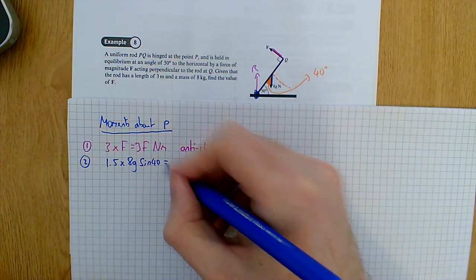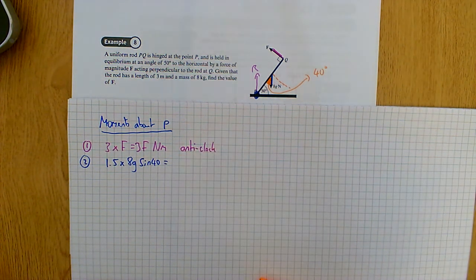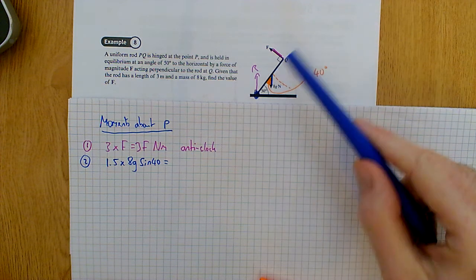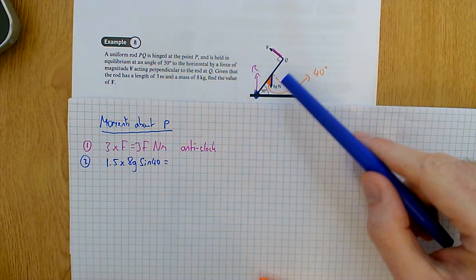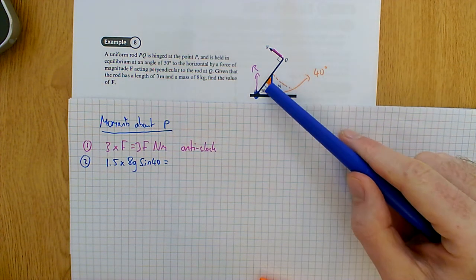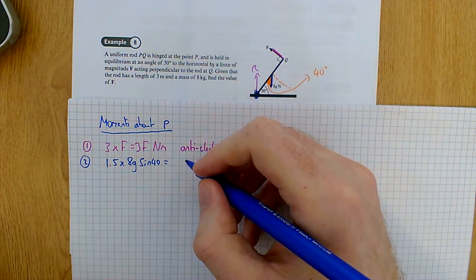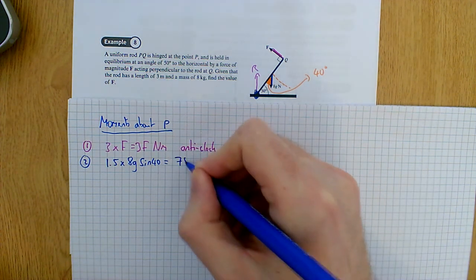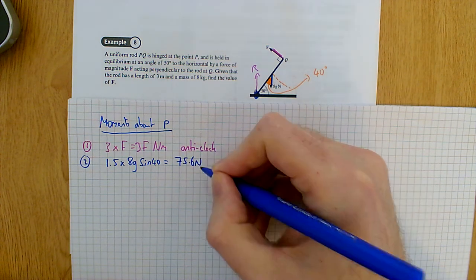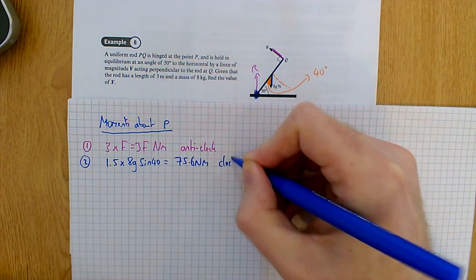The most common mistake on these ones definitely is people not remembering that if the rod's at a diagonal, the weight is not perpendicular to the direction of the rod. So we have to think about resolving that in the perpendicular direction. So just work out what that is, 9.8 times sine 40. So this is 75.6 Newton meters, and it's clockwise.